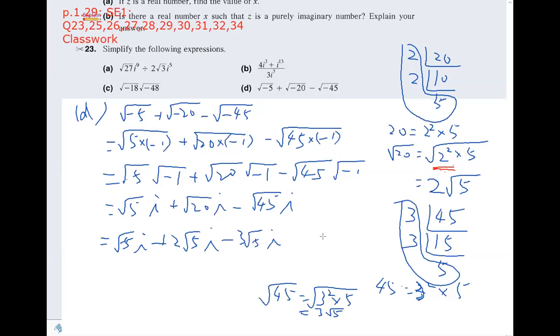Okay, and now we can add the numbers together. We can calculate the numbers. Okay, square root 5i plus 2 square root 5i. Maybe I do it like this. If I take out the i terms, it becomes square root 5 plus 2 root 5 minus 3 root 5, times i, right? But square root 5 plus 2 root 5 minus 3 root 5 is exactly equal to 0, so 0i, okay? So 0 times i becomes 0. So that is the answer.